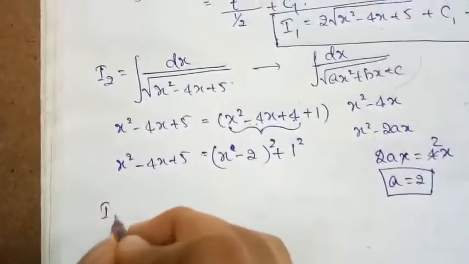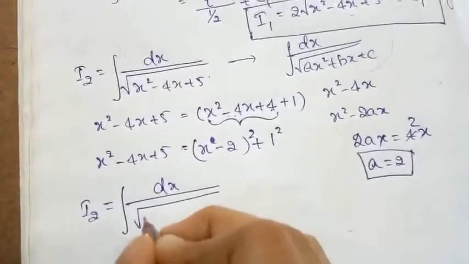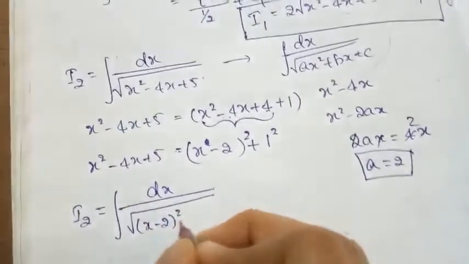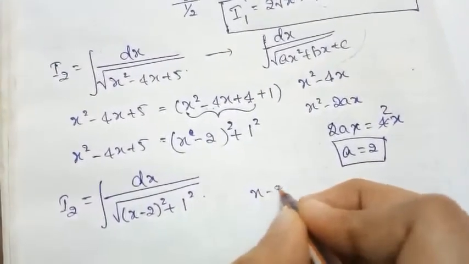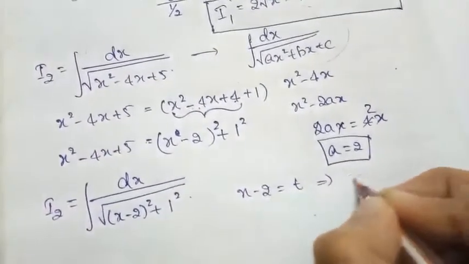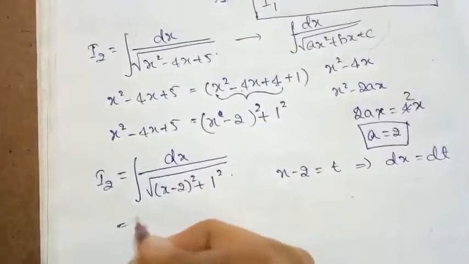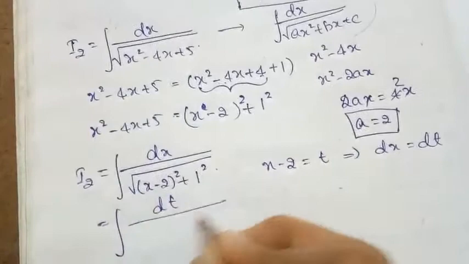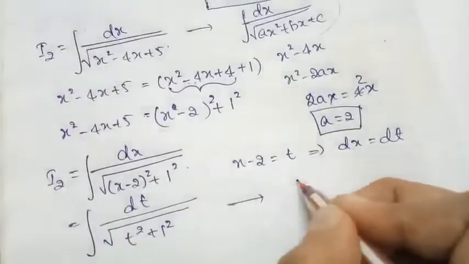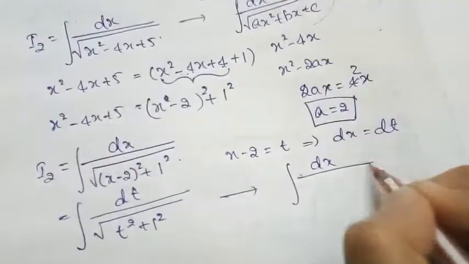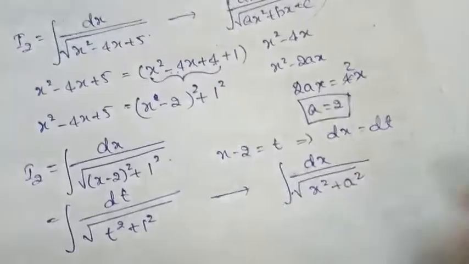Now I will go with that I2, that is nothing but dx divided by square root of x minus 2 whole square plus 1 square. After that, what we used to do? We used to take x minus 2 equal to t and differentiate this with respect to x. We are going to get dx equal to dt. So what happens? dt divided by square root of t square plus 1 square. It is in the form of dx divided by square root of x square plus a square.